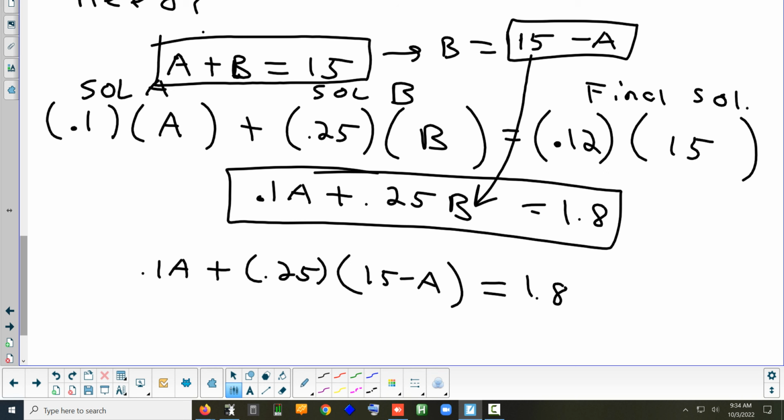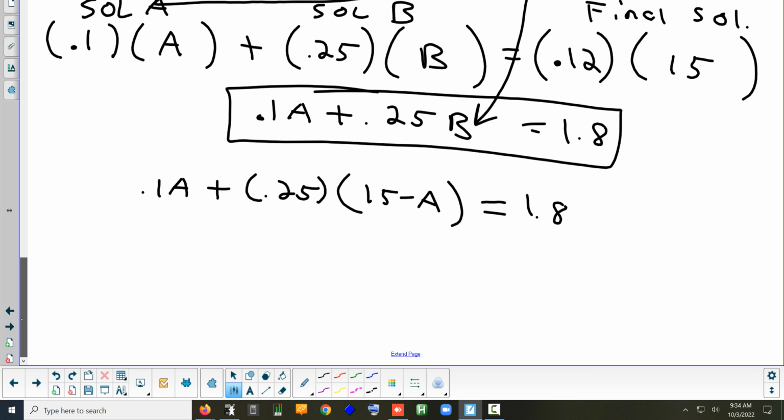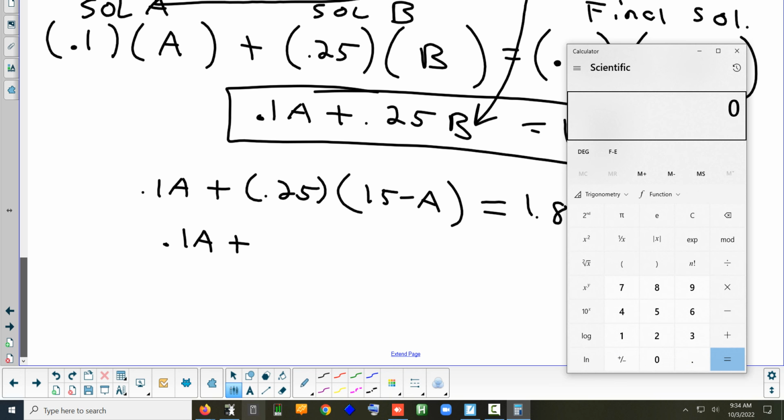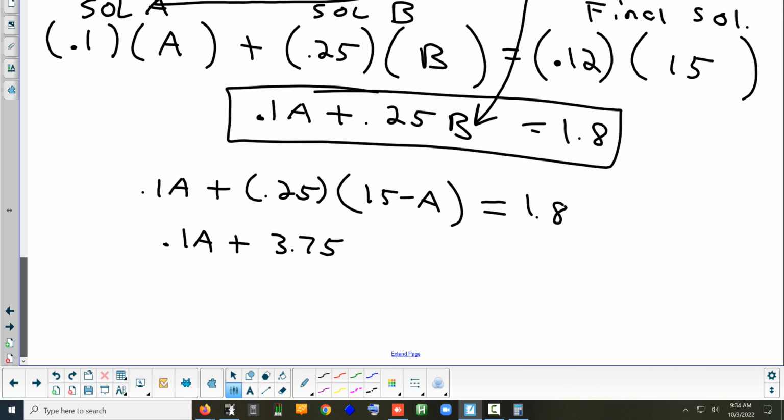Now, this is just like the linear equation I gave you with distributive property. Just solve for A, except you only have to do distributive property once, not twice. So 0.1A plus 0.25 times 15. 0.25 times 15 is 3.75. Minus 0.25A.